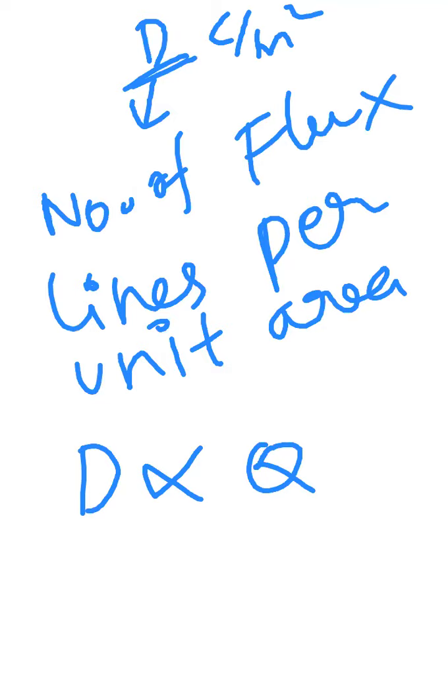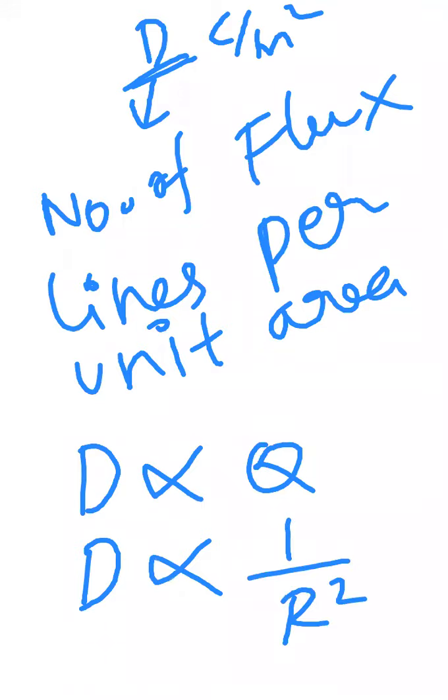Otherwise, in the second case, if Q is constant, how does your flux density vary? It varies with R square, because you are in a spherical coordinate system. Anything that varies with distance will vary with R square, and 4 pi also comes into the picture. Once Q is constant, if you increase your R, that means you are increasing your imaginary spherical radius, so your flux density will decrease, because Q is fixed.